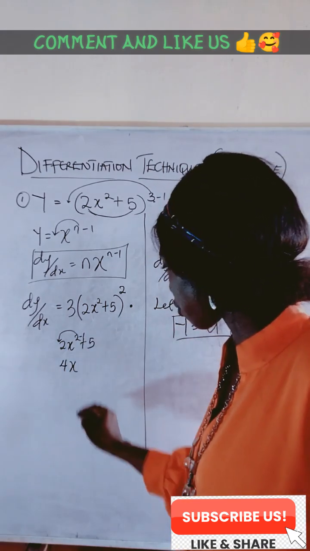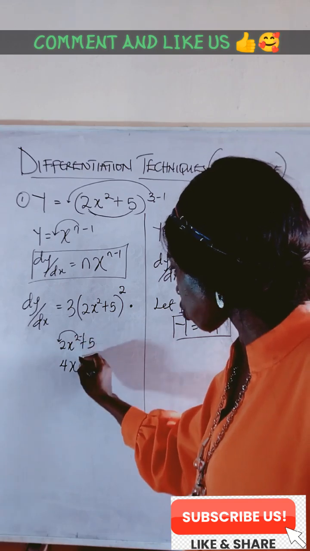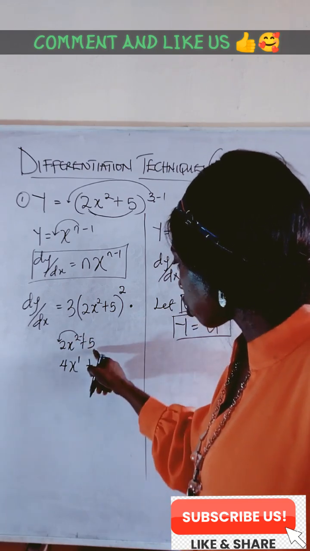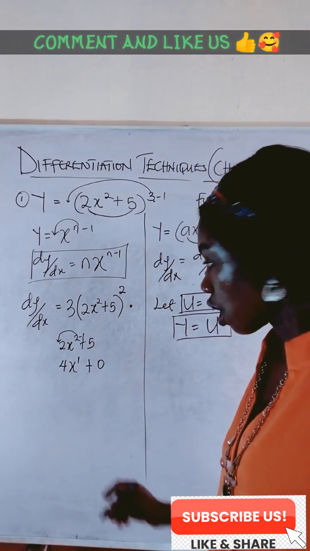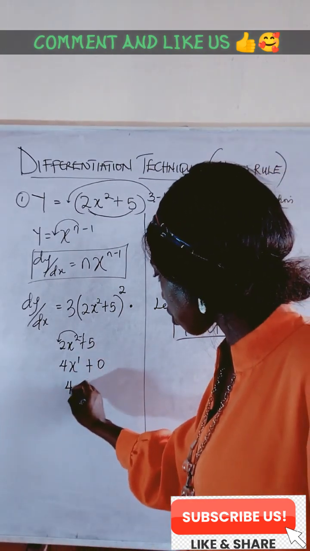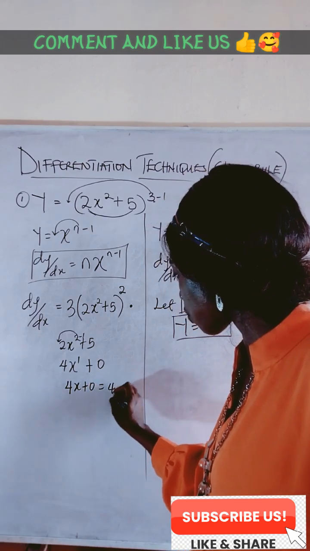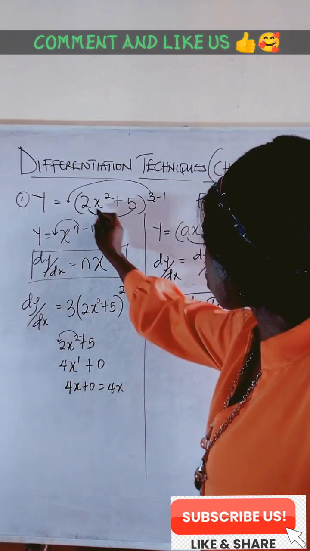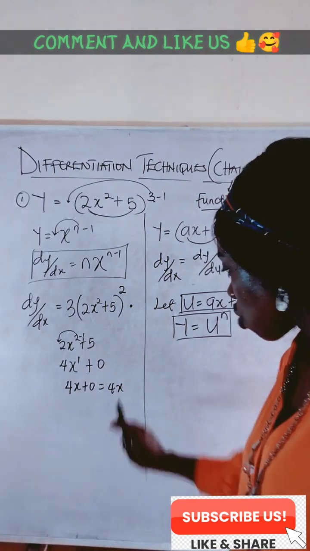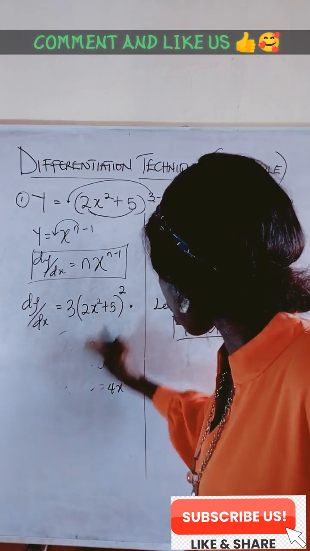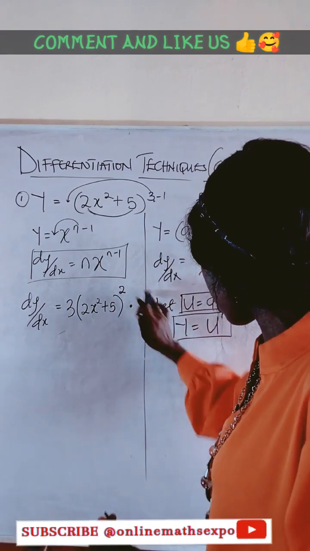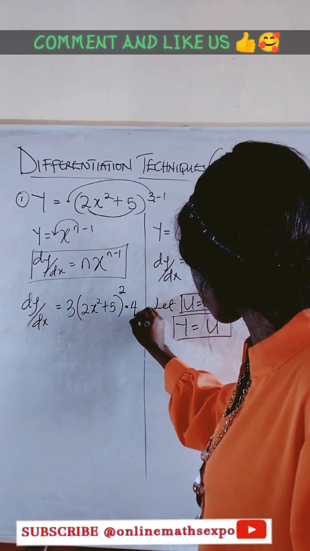Then you subtract 1 from 2, and that will give us 2 minus 1, which is 1. Remember, when you differentiate a constant, it gives you 0. So differentiating 5 is 0. And 4x to the power of 1 will give us 4x. So 4x plus 0 is 4x. So if you differentiate this inside, you are going to have 4x. It means that we are going to multiply what we have by 4x.